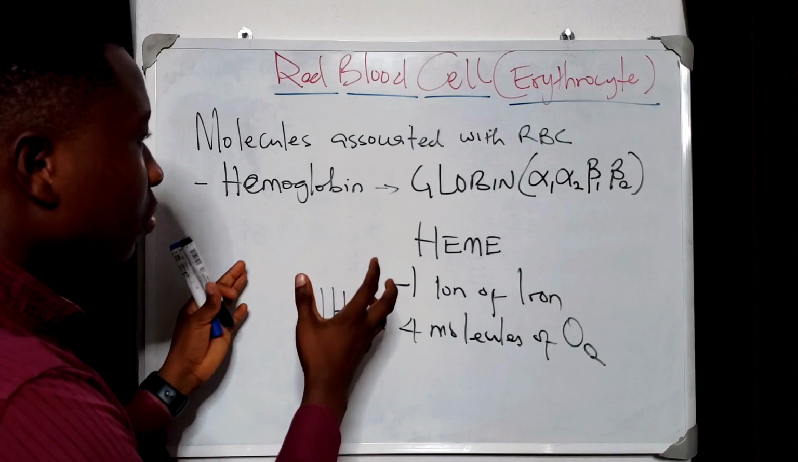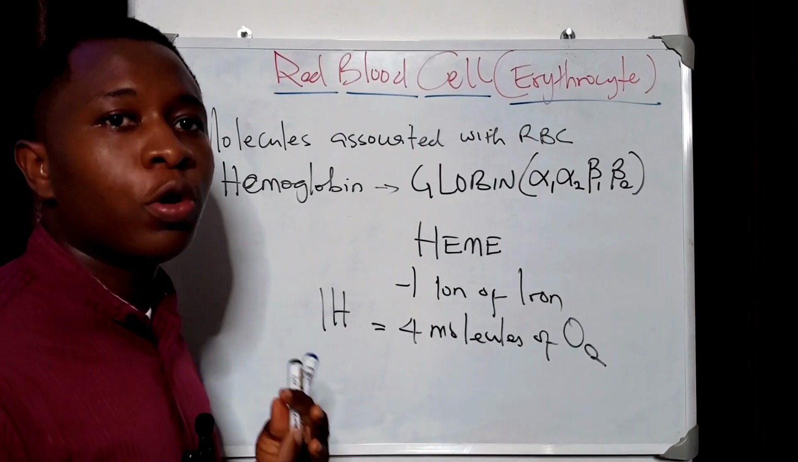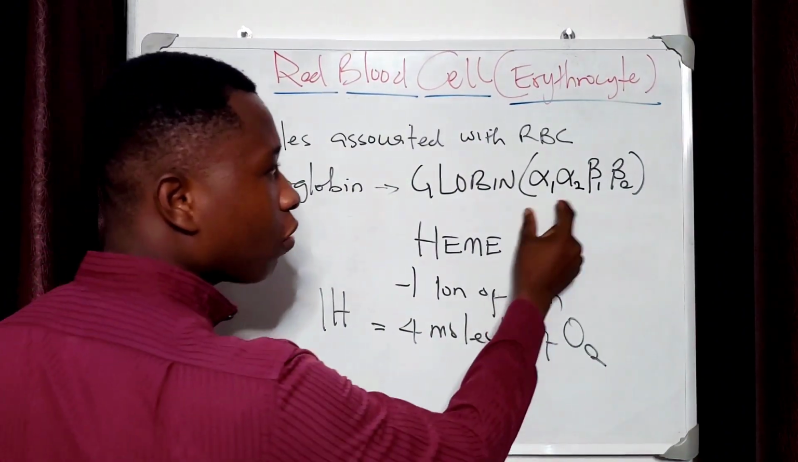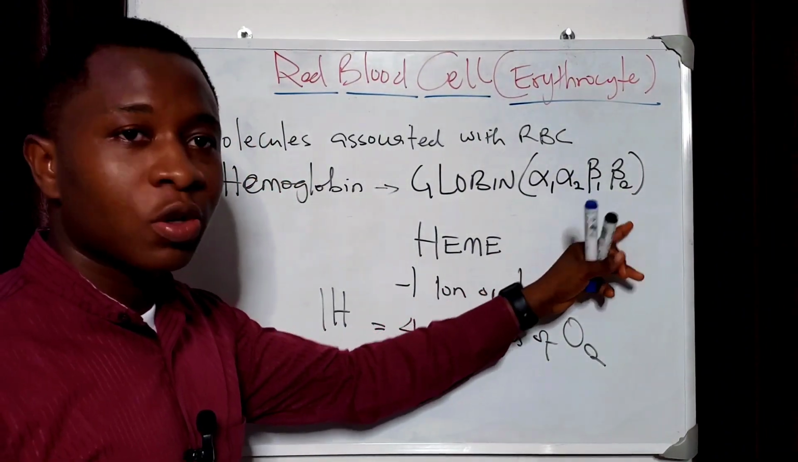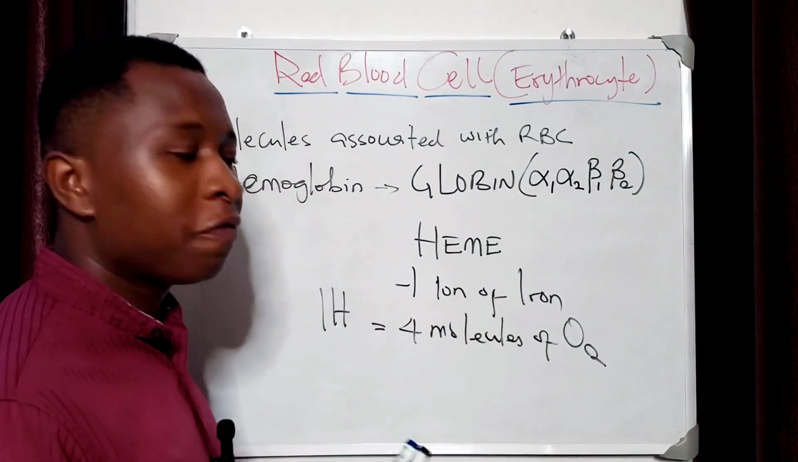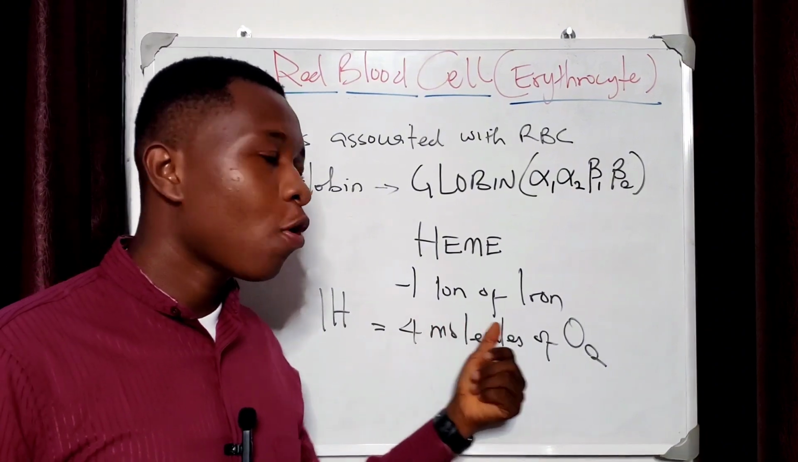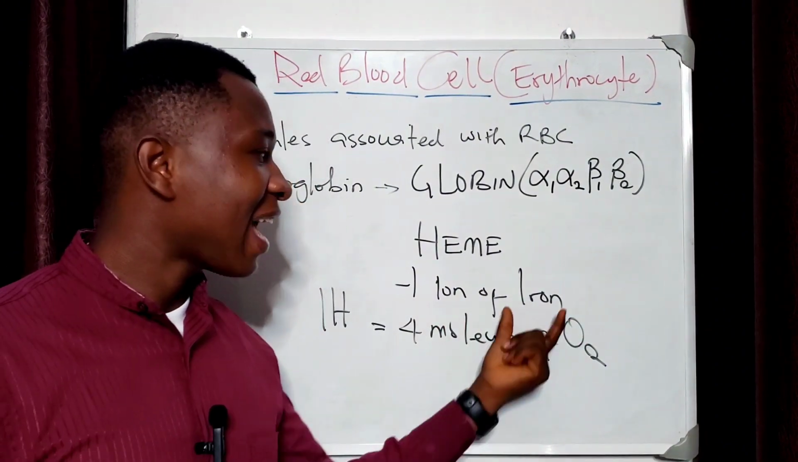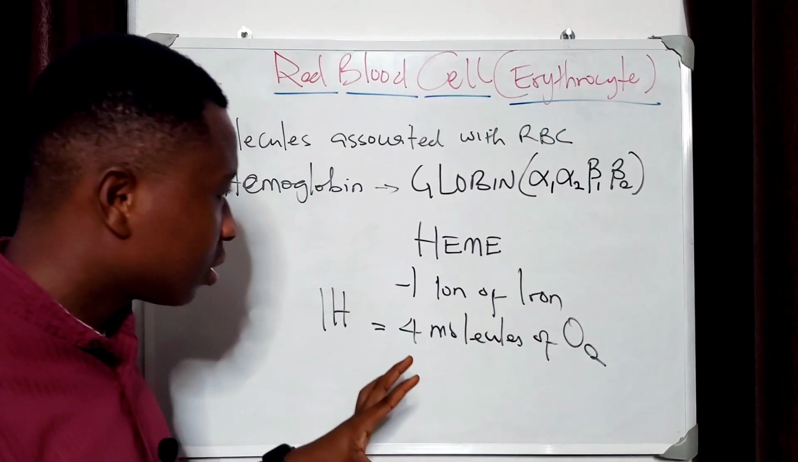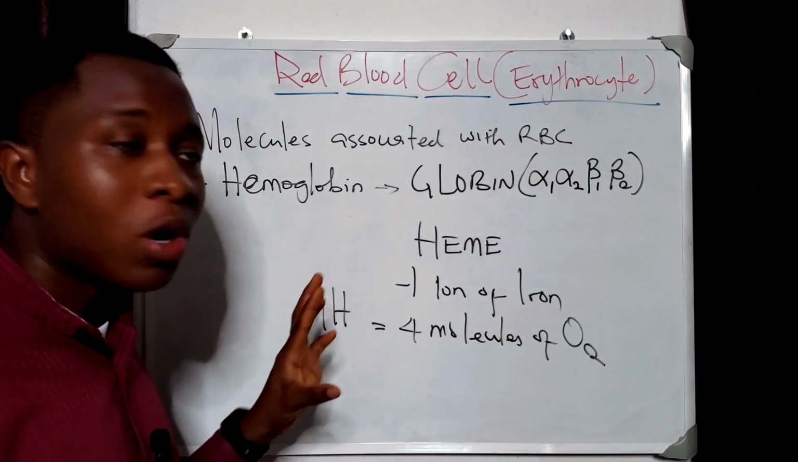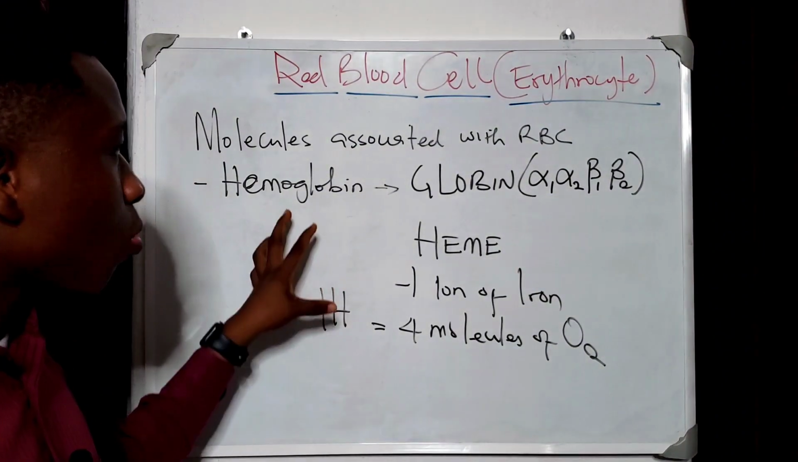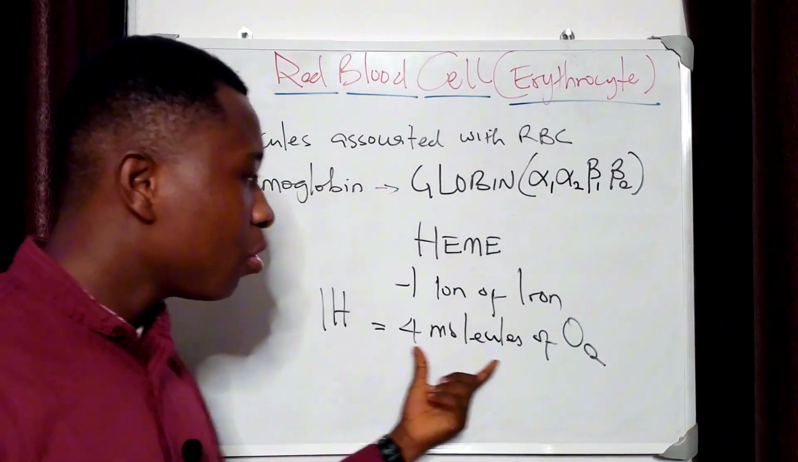So the hemoglobin is made up of 4 globins: alpha 1, alpha 2, beta 1, and beta 2. Now, each of these globins contains a red pigment. That red pigment is known as the heme. Each of the red pigments contains 1 ion of iron. We know that the ion will bind the oxygen molecule. So that is what the hemoglobin is all about. As simple as this. Okay, so that means that one hemoglobin can actually bind 4 molecules of oxygen.